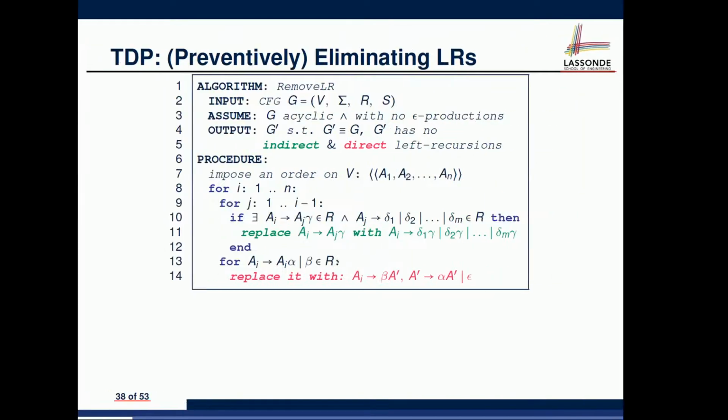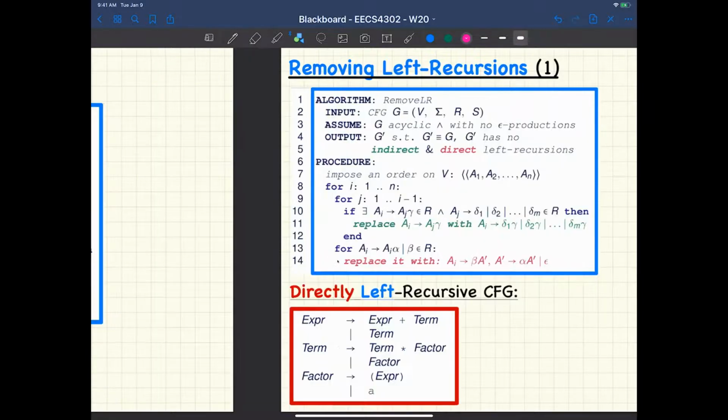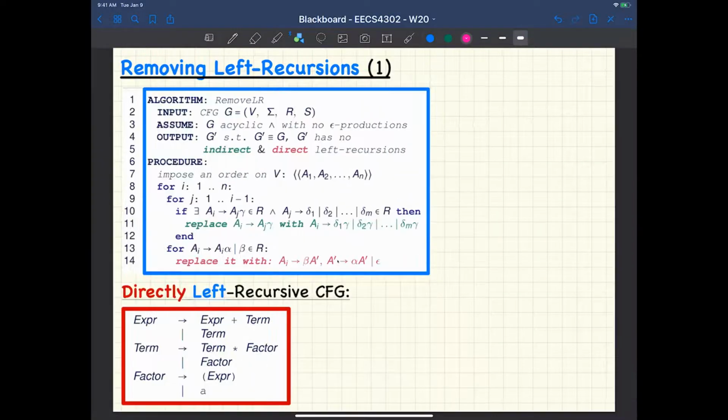Let's try some examples here. We want to remove left recursion for this grammar. As soon as you see it, you can tell: does this grammar have any indirect left recursion? Actually, not really, I can tell you no. However, it's quite obvious we have direct left recursion, because you can see expression appears right after expression.